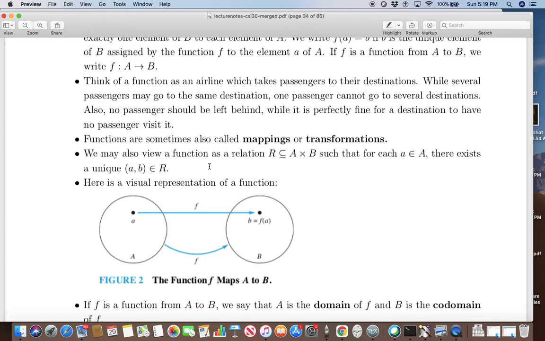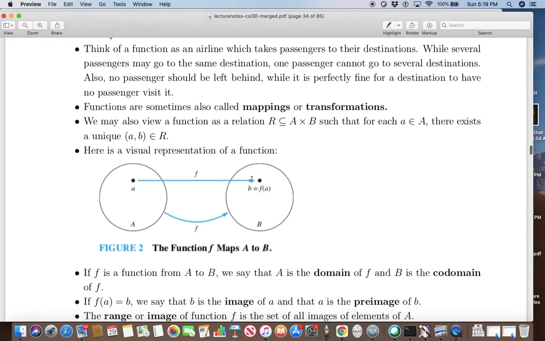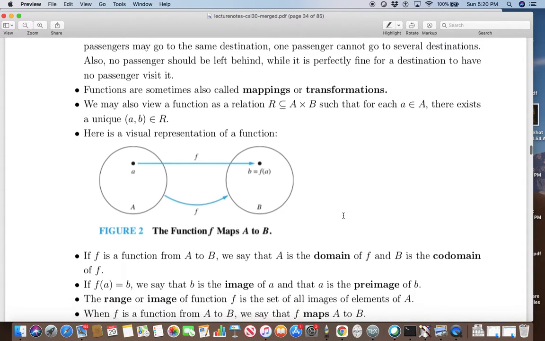We may also view a function as a relation, that is a subset R of A × B, such that for each a in capital A there exists a unique (a, b) in R. Here is how we visually represent a function. A little a is being taken to little b. So you write b = f(a). f is the function from set A to set B.